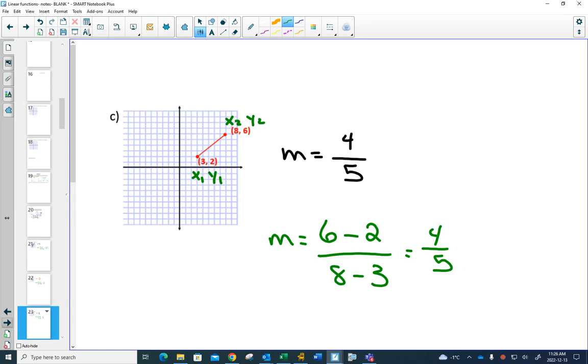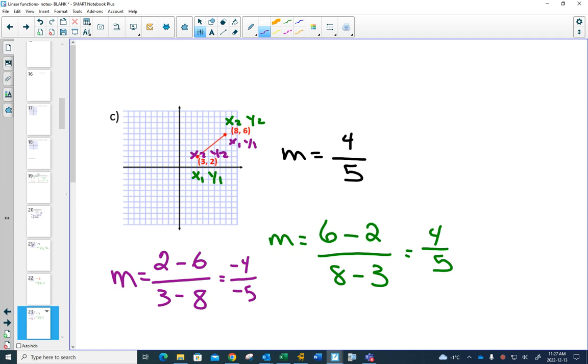So I'm going to switch them up, and I'm going to do it in a different color. Someone said, well, what happens if you make this one x1 and y1, and this one x2 and y2? Then my formula would look like this. It would be 2 minus 6 over x2, which would be 8. No, sorry, I'm in the wrong color. 3 and 8. 3 minus 8. And you would get negative 4 on the top and negative 5 on the bottom.